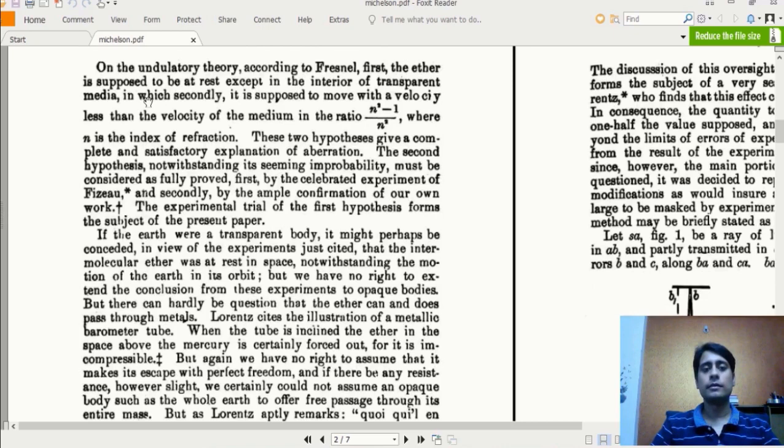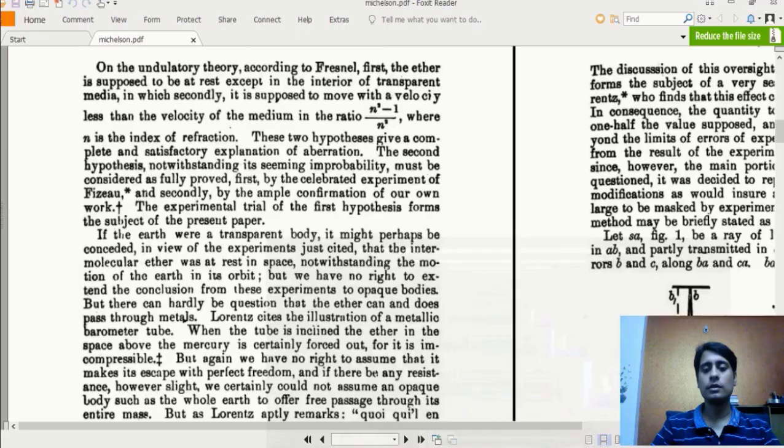The first is that it is at rest, and in a transparent medium it should be moving with a velocity lesser by this n square minus 1 upon n square term. So the second hypothesis, notwithstanding its seeming improbability, must be considered as fully proved, first by the celebrated experiment of Fizeau. So let's just overview the experiment of Fizeau.